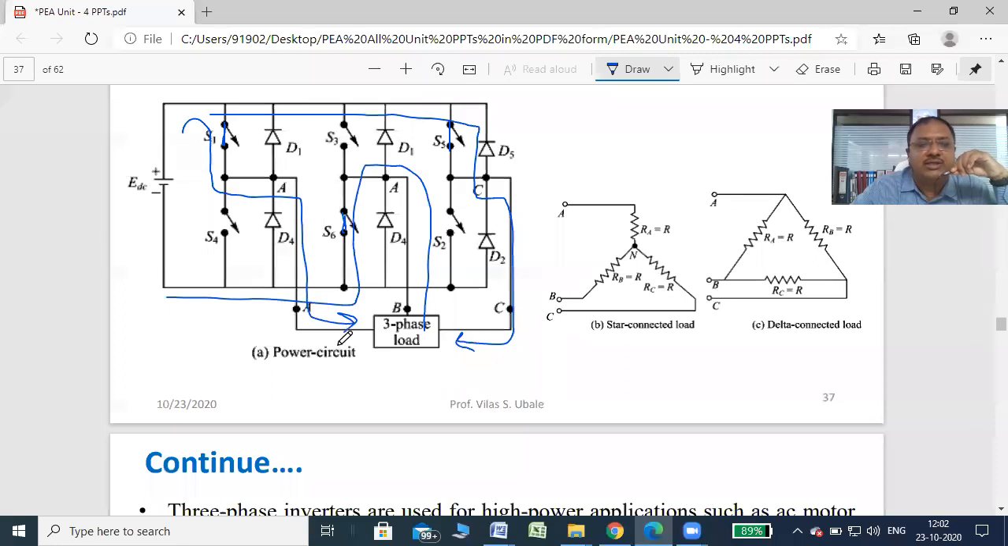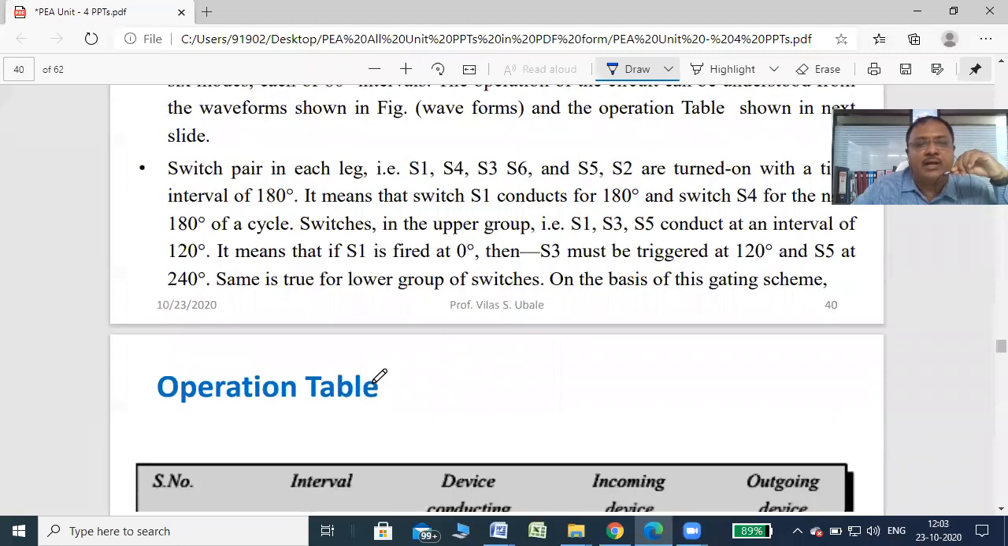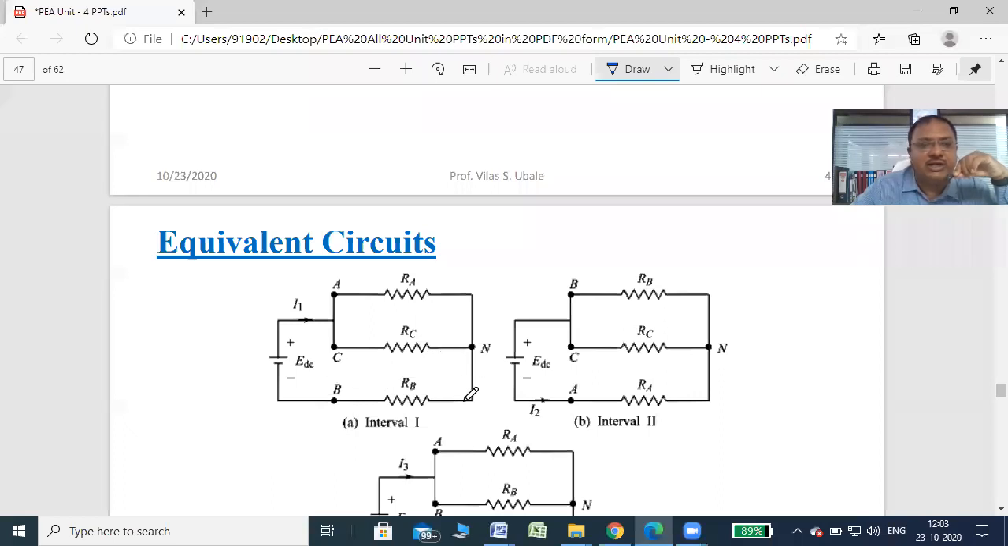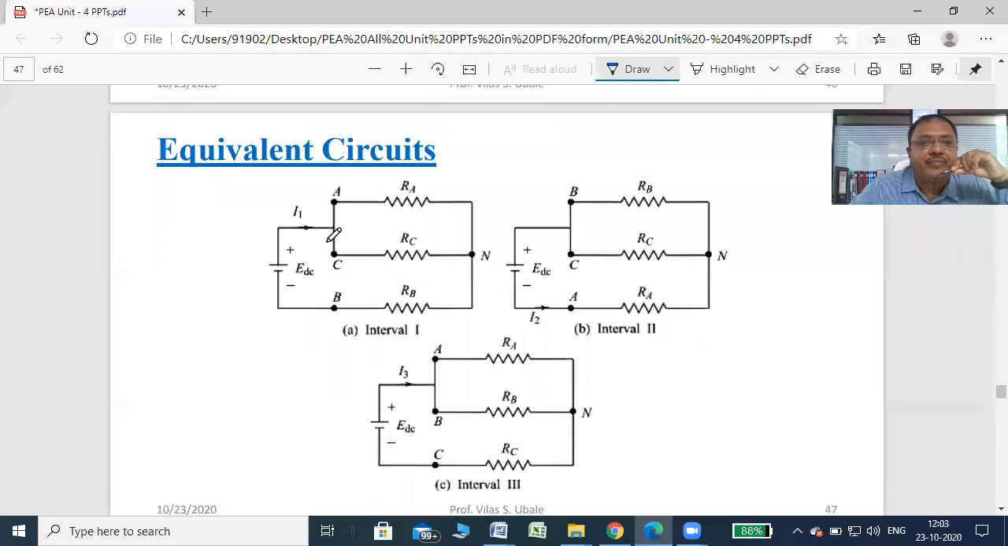So resistors RA and RC are in parallel, and this parallel combination is in series with the resistor RB. So these two are connected in parallel and RB is connected in series with them. This is the equivalent circuit for interval 1. You can check here the current.